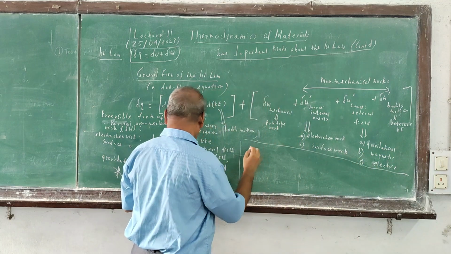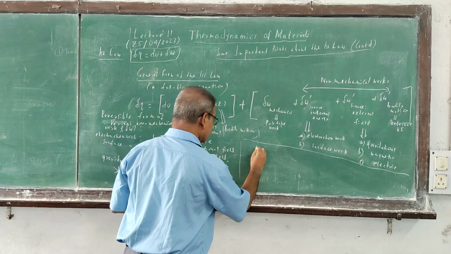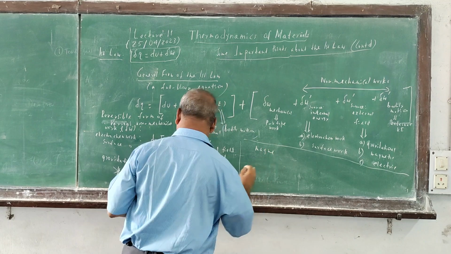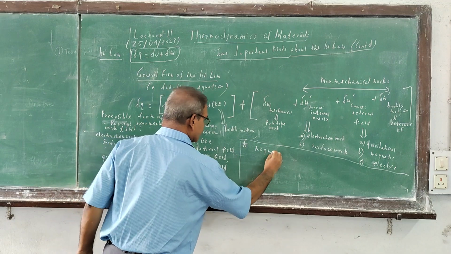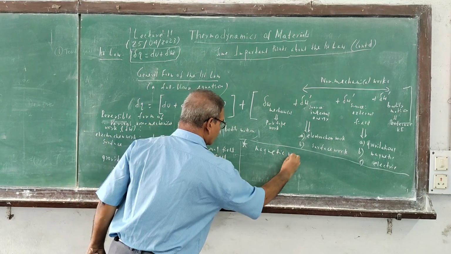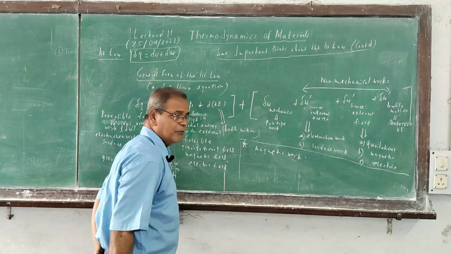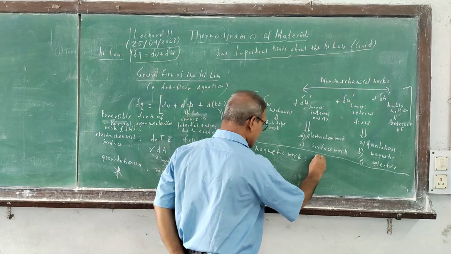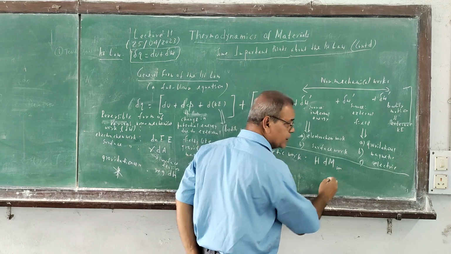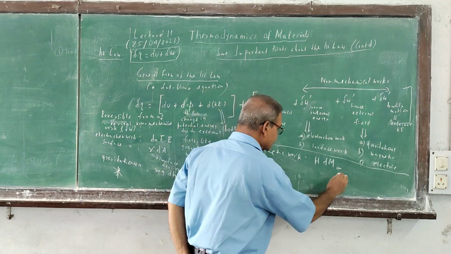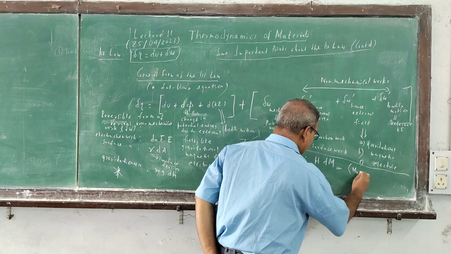Then is what? Magnetic. Continue here, magnetic work. Non-mechanical. All non-mechanical. What is the form? H, the magnetic field strength, dm. The subscript m is the magnetic moment.